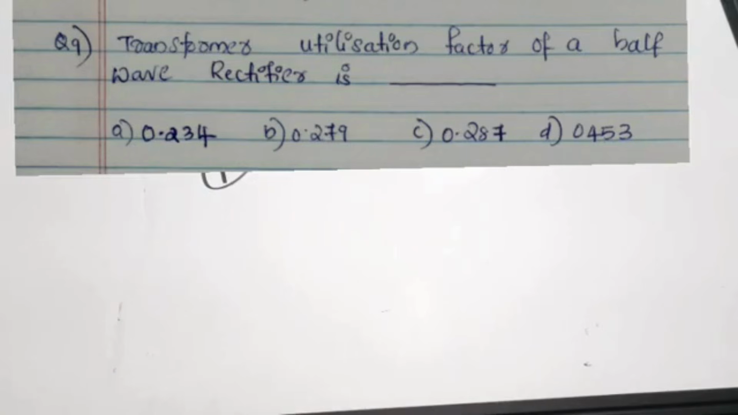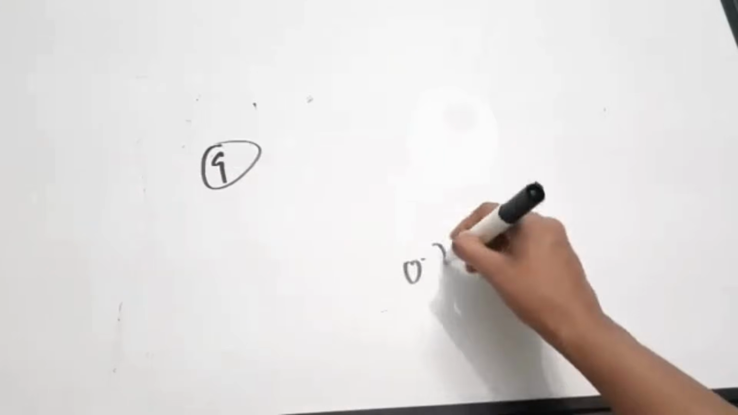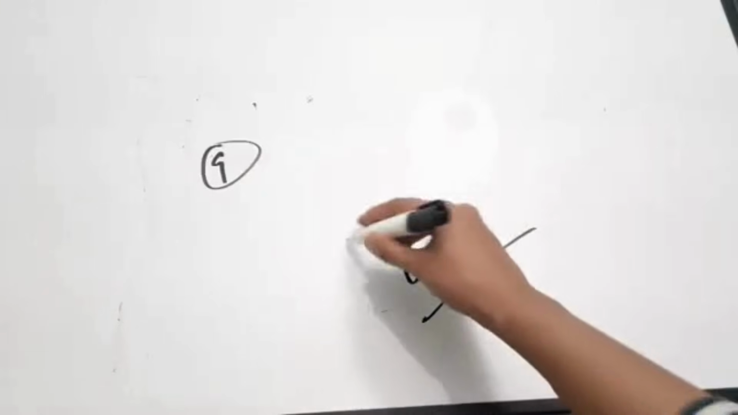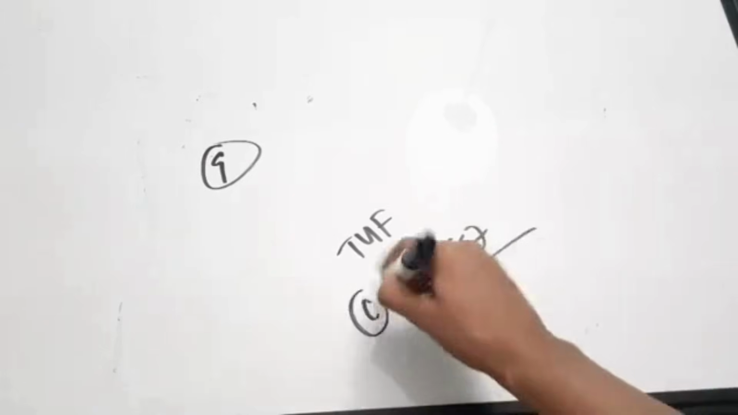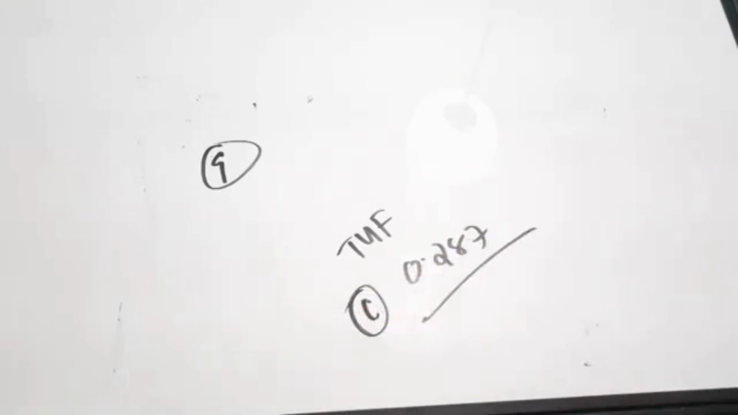Transformer utilization factor of a half wave rectifier. This is a theory question. The question is asking the transformer utilization factor, or TUF, of a half wave rectifier. This value you should know: 0.287 is the transformer utilization factor for a half wave rectifier. The correct answer is option C. So for the 9th question, the correct answer is option C. Moving on to the 10th question.